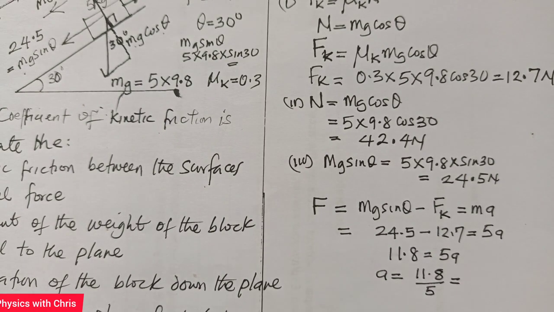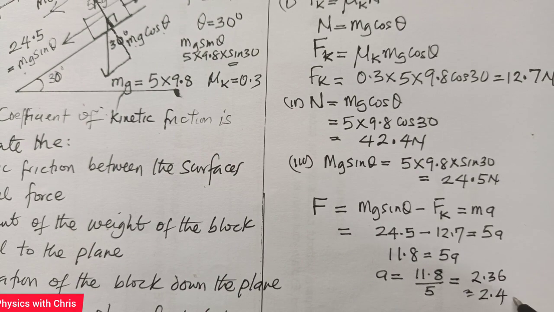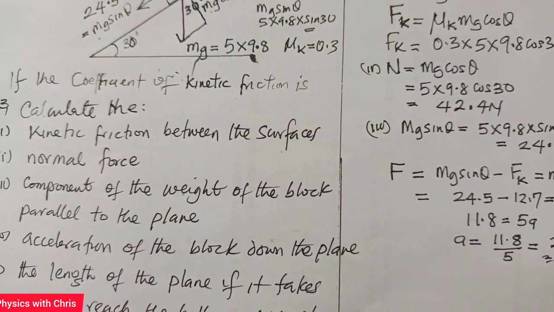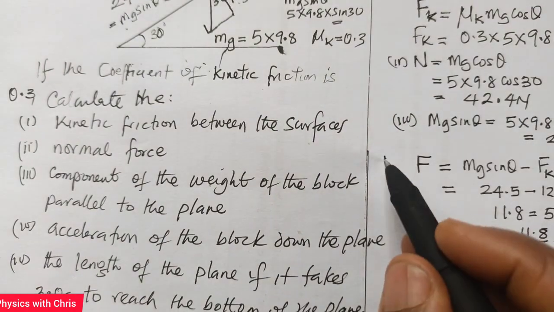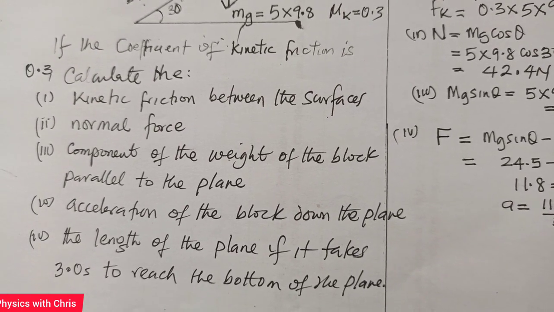And that gives me what? Divide that by 5 gives you 2.36, roughly 2.4 meters per second squared. That is the acceleration of the block down the plane. Okay. Now that is question IV, to calculate the acceleration of the block down the plane.